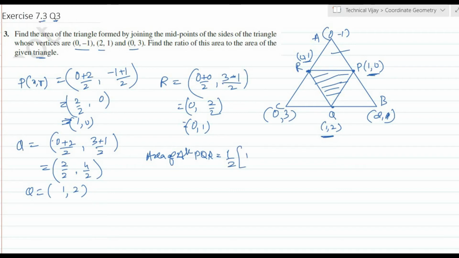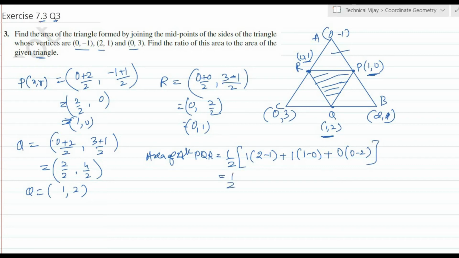x1 means 1, into y2 minus y3. So this is y2, this is y3, so 2 minus 1. Plus x2, here 1, and y3 minus y1, that is 1 minus 0. Plus x3 means 0 into y1 minus y2, that is 0 minus 2.